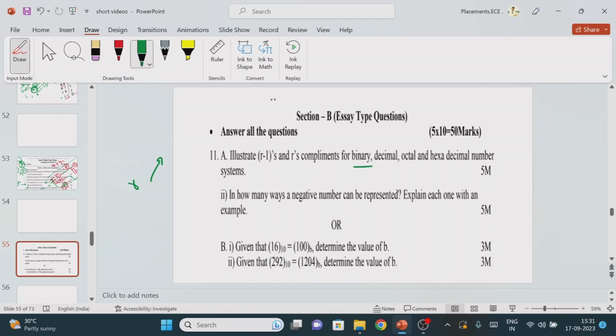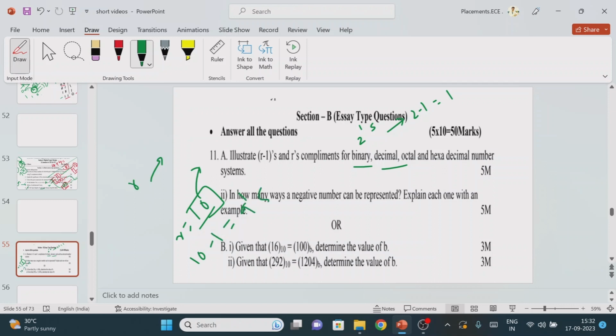For the binary number system, how many bits do we have? 2, right? So r's complement means 2's complement, and r minus 1 complement means 2 minus 1, that is 1's complement. For the decimal number system, the representation is 10. So what is the r value? It is 10. So r's complement means 10's complement, and r minus 1 means 9's complement.